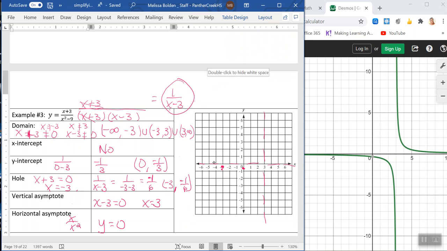So what do we have? We have this hole here. And for the hole, we need to just put a little open circle because it's not part of the graph. So it comes in, and then it goes down. And then on the other side, there was no x-intercept, so then it looks like this on the other side.